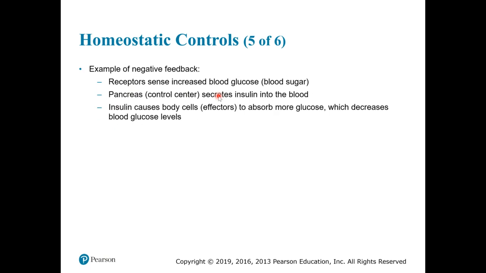And then at the opposite, when blood glucose decreases, like at night when we're sleeping, the pancreas detects that. The control center detects that and then secretes glucagon as a result. And glucagon causes the liver to release more glucose into the blood to bring glucose levels back up.